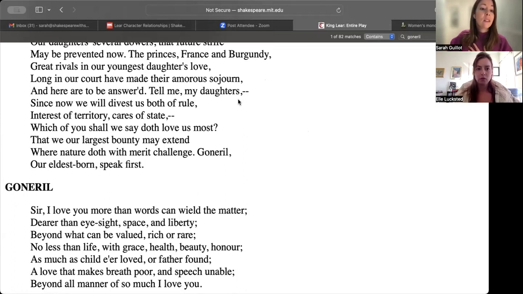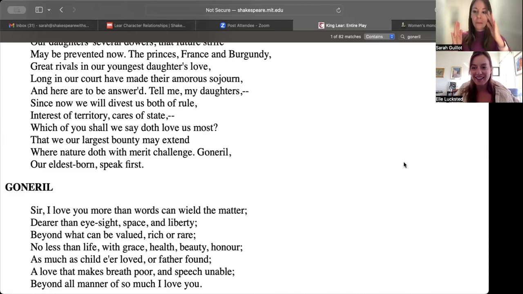Tell me, my daughters, since now we will divest us both of rule, interest of territory, cares of state, which of you shall we say doth love us most? That we our largest bounty may extend, where nature doth with merit challenge. Goneril, our eldest born, speak first. Sir, I love you more than words can wield the matter. Dearer than eyesight.